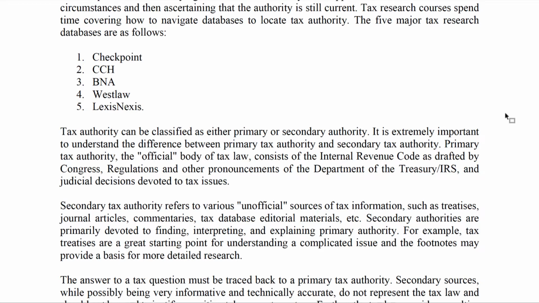Before I go any further, I want to show you the five different major tax research databases. I just want to show you what each of them looks like at the time of this video, because they change formats so frequently. I'm just going to go in order: Checkpoint, CCH, B&A, Westlaw, Lexis, and then we'll come back to primary and secondary authority. I'll talk more about them. But keep those in mind, the primary and secondary authorities.